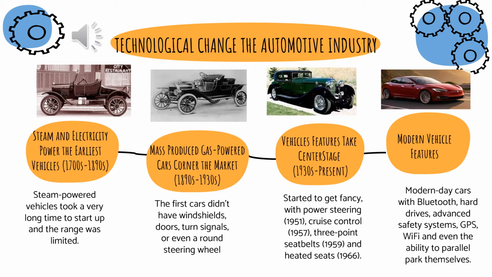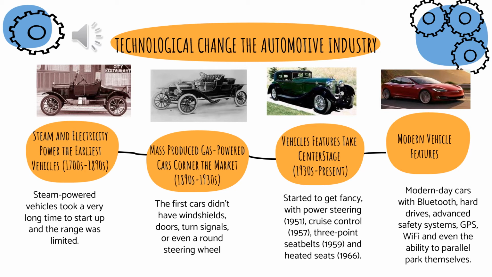Okay, the third one is vehicle features take center stage. Along with mass production came new features, some of the first being speedometers, seatbelt, windshield, and rear view mirror. Believe it or not, the car started to get fancy with power steering, cruise control, 3-point seatbelt, and also the heated seats. Okay, last but not least, there's the modern vehicle features.